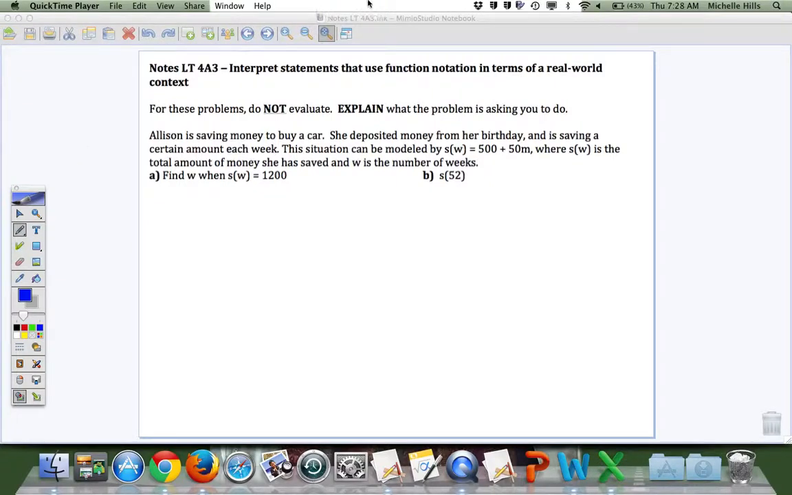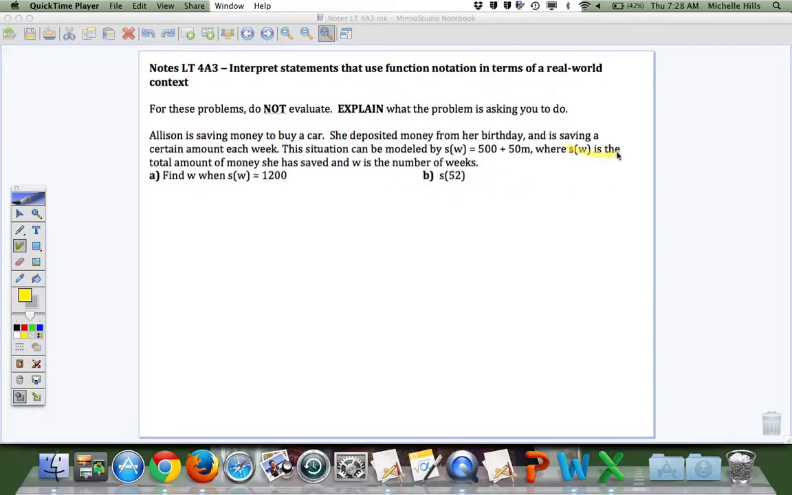So the entire purpose of these is to actually describe what the function notation is giving you and what it's asking you to find. Notice it says do not evaluate. So you're not going to tell me w equals some number. I'm going to explain what the problem's asking me to do. It's important that first I look and see what my two variables stand for.